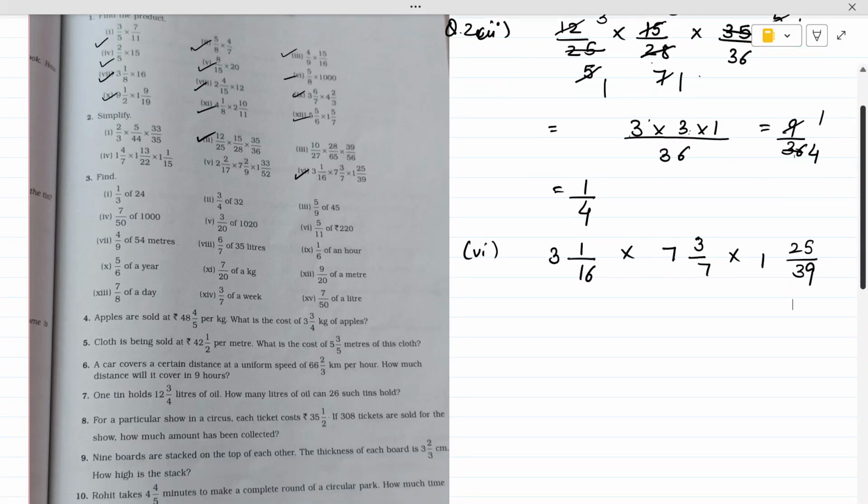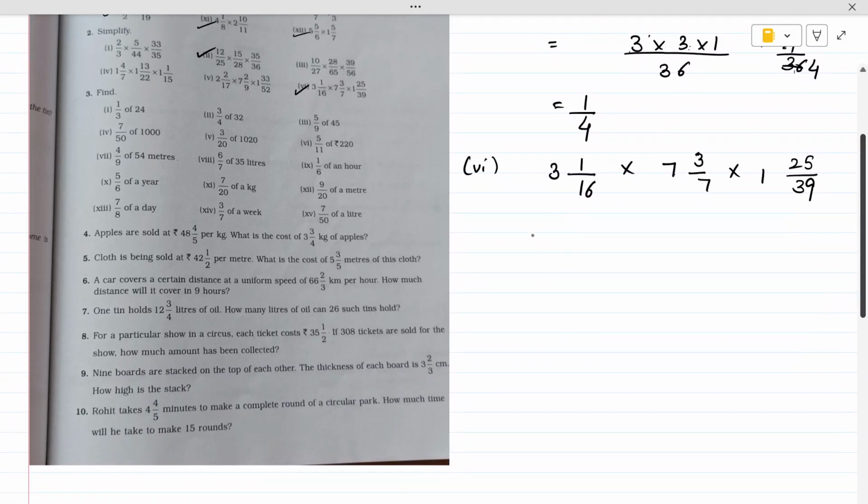Now let us do this. 16 into 3 is 48 plus 1 is 49 by 16. 7 into 7 is 49, plus 3, which is equal to 52, so 52 by 7. And 39 into 1 is 39, and then 39 plus 25 is 64 by 39. Okay, so we have all these terms now.